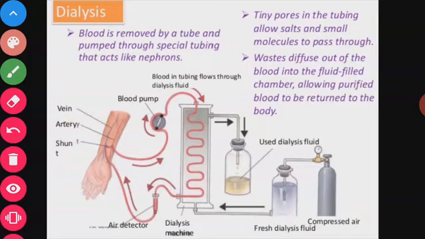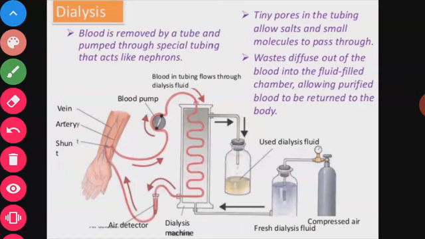Second is dialysis. In dialysis, the wastes from the kidneys are removed regularly with the help of a dialysis machine. What is the main function of the kidneys? To remove the wastes from the blood. When kidney failure takes place, the kidney does not function properly. At that time, we have one way, that is dialysis. The dialysis machine helps us to remove the wastes that are present in the blood.